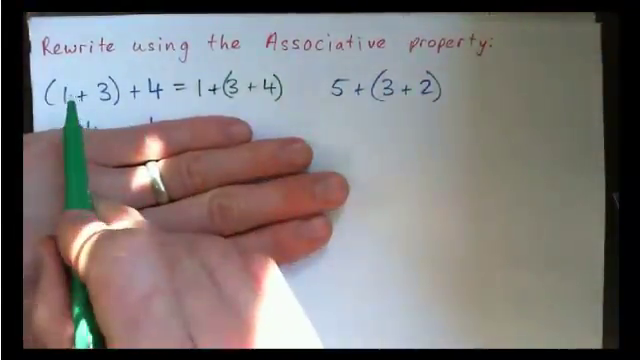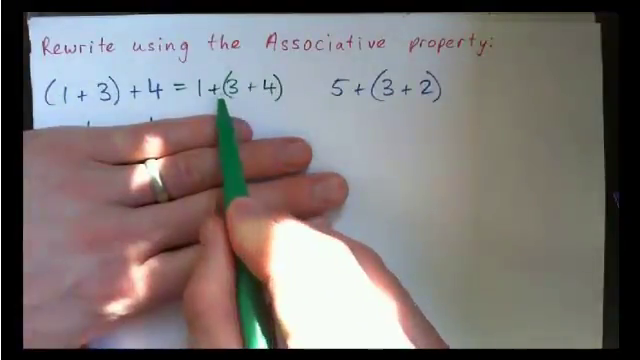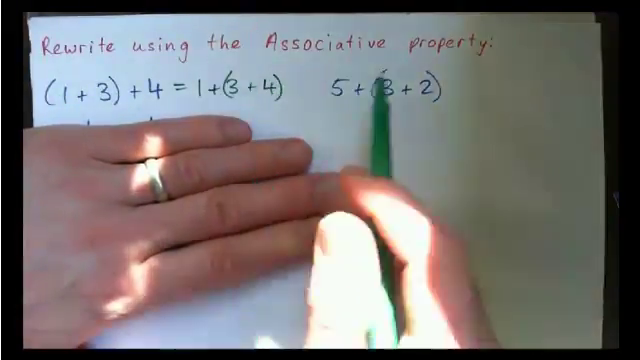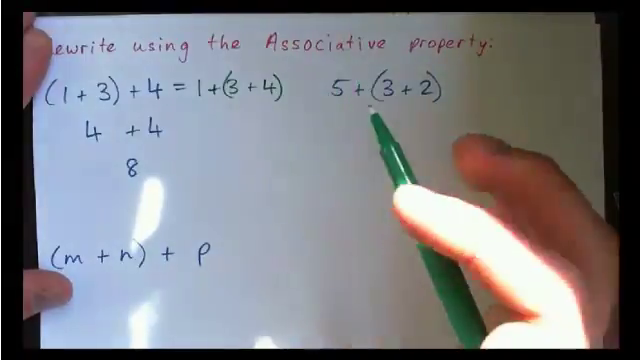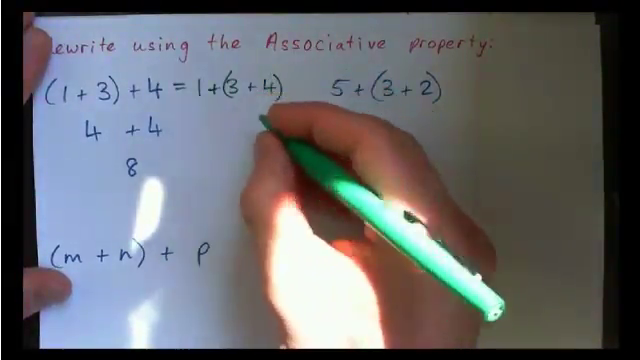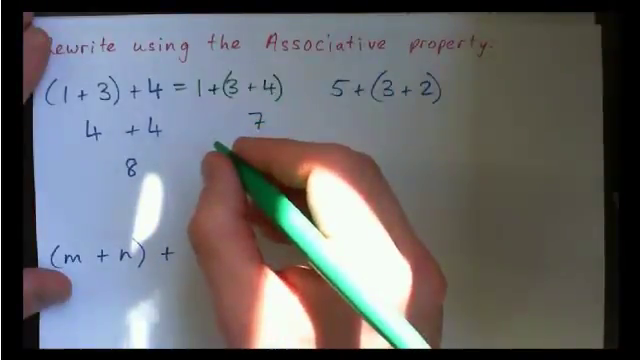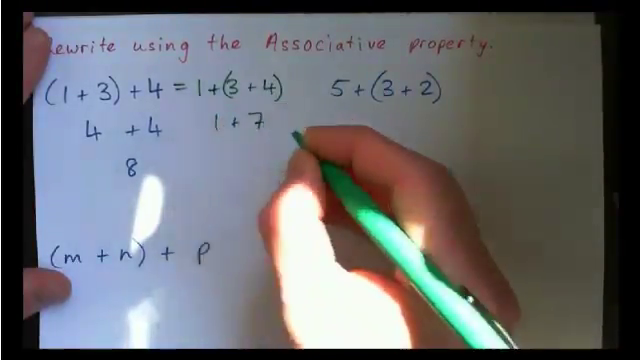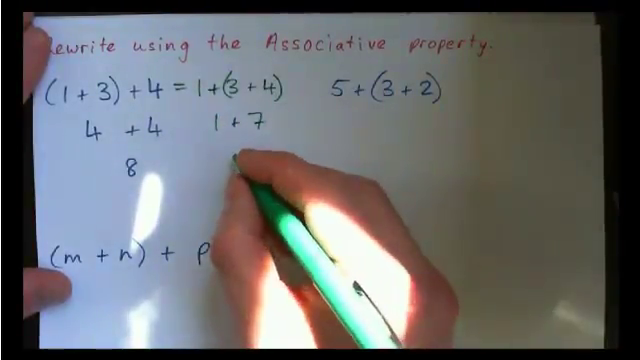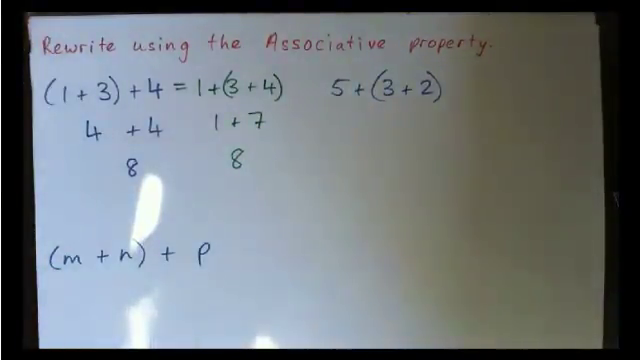So instead of having parentheses around 1 plus 3, we can put parentheses around 3 plus 4, which means add the 3 plus 4 together first. So 7, right? And you have to go 1 plus that. And that makes 8, doesn't it?